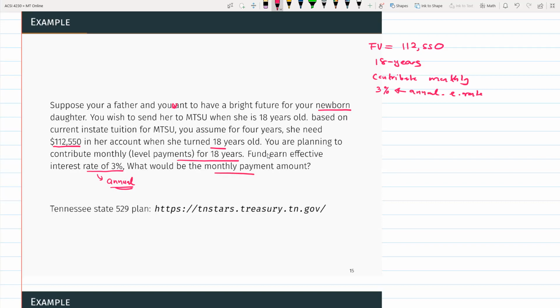And what would be the monthly payment amount? So the question is the monthly payment amount. And by the way, the question is not really telling you when the father starts depositing money. So we can think of it as at the end of the period. So basically annuity immediate.